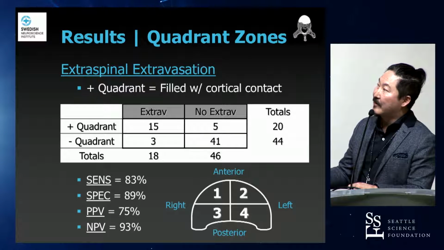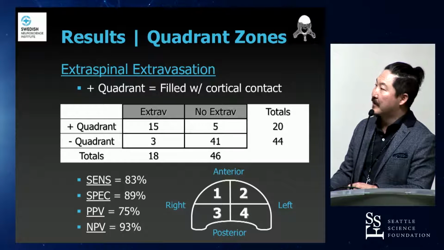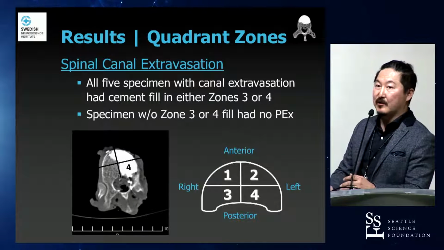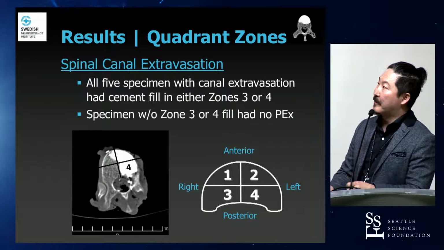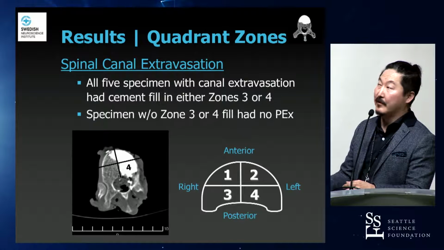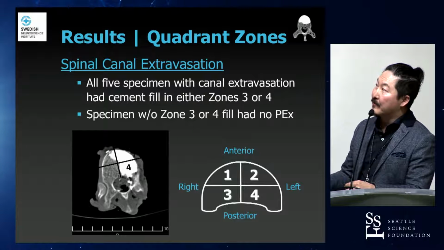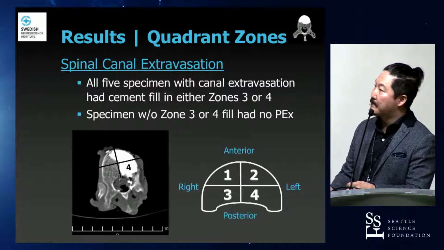Those that did not have any extravasation, the vast majority did not have any cortical contact, which makes sense, with a relatively high sensitivity and specificity to this as well, and a very high negative predictive value. So with respect to the spinal canal extravasation, what we are concerned with as spine surgeons, all 5 specimens had either zone 3 or zone 4, and a specimen without zone 3 or zone 4 had no posterior extravasation, as seen here in the zone 4 extravasation into the canal.